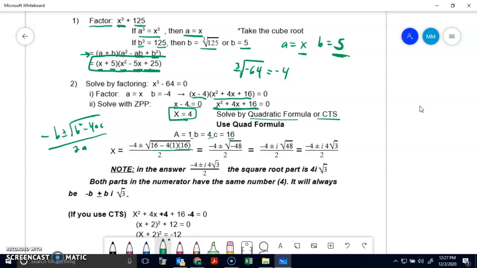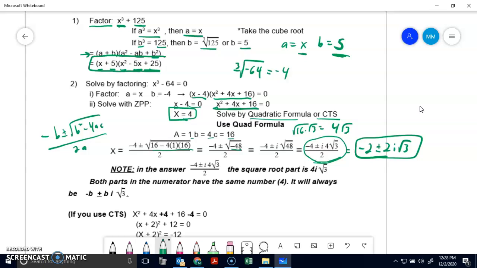I simplify inside. It gives me negative 48. Pop your i out, and the square root of 48 breaks down. That's 16 times 3. The square root of 16 is 4, so it's 4 square root of 3 with an i in front of it. This is the final answer. Now, I'm okay with this as a final answer, but this can be simplified because both of these numbers can be divided by 2. So I could actually do 4 divided by 2 is 2, and this 4 also gets divided by 2, to make it a reduced answer. But I'm also okay with you leaving it like this for now.